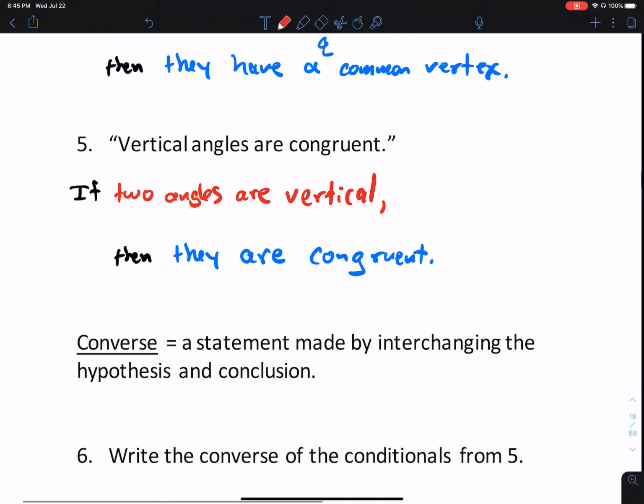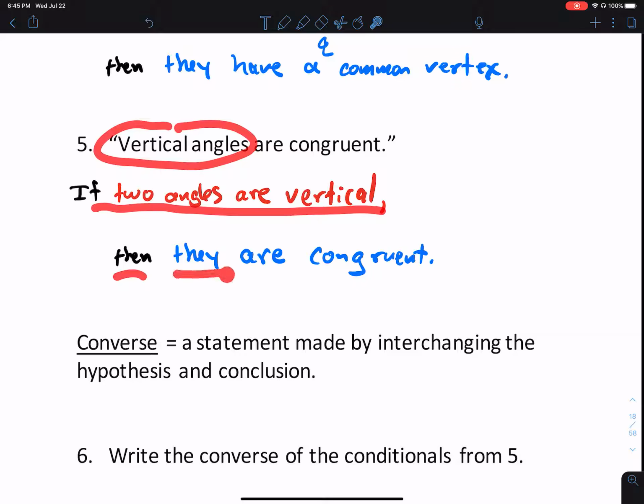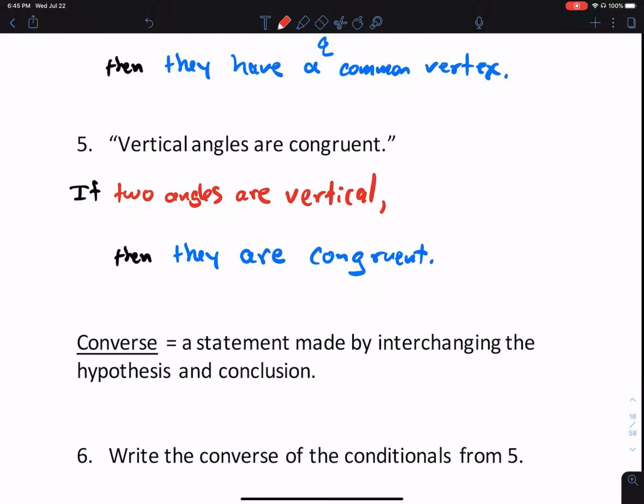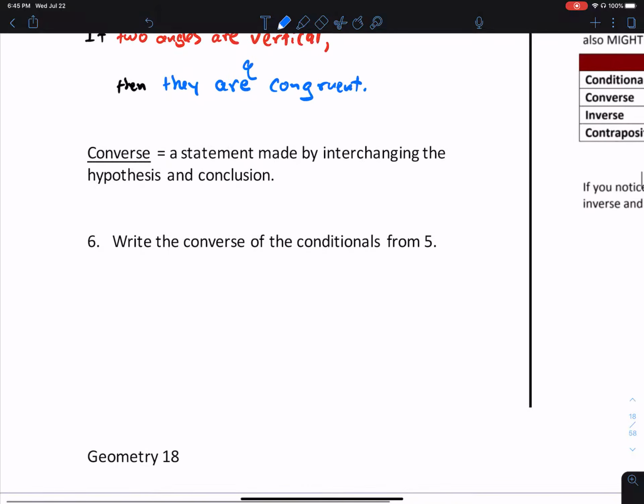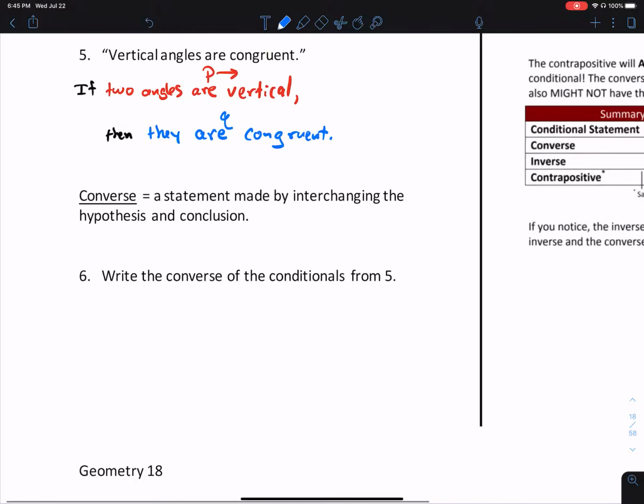Number 5, vertical angles are congruent. How many angles are vertical? 2. So if 2 angles are vertical, that's this first part, then they, being the 2 angles, are congruent. Once again, this is P, and it is implying what's in blue, which is Q. Converse. A statement made by interchanging the hypothesis and conclusion. Write the converse of the conditional from number 5.